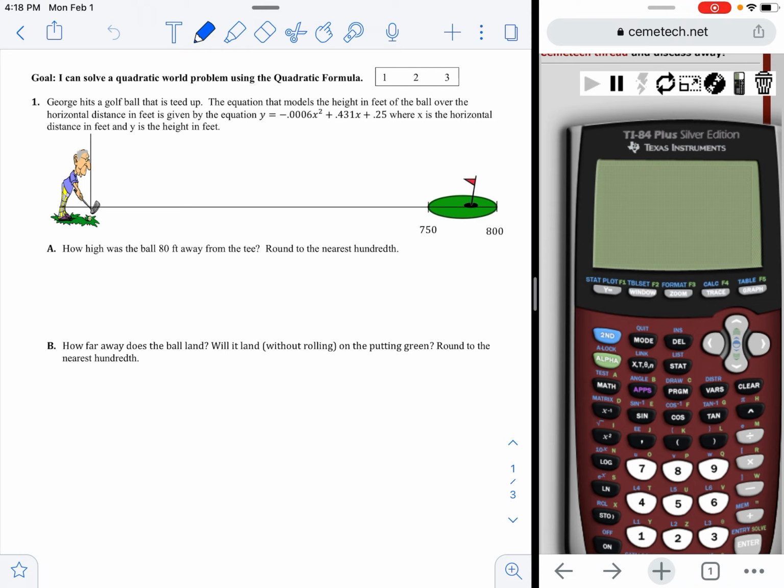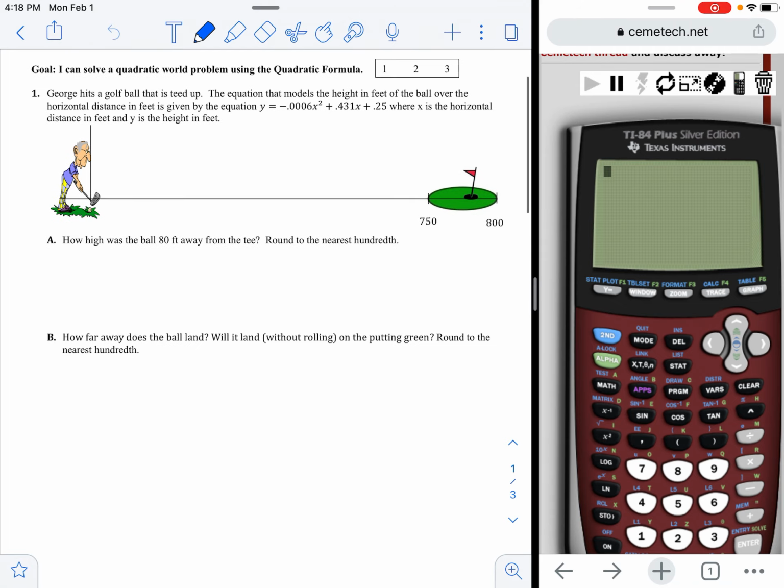Okay, so number 1 says George hits a golf ball that is teed up. The equation that models the height in feet of the ball over a horizontal distance given in feet is given by the equation y equals negative 0.0006x squared plus 0.431x plus 0.25, where x is the horizontal distance in feet and y is the height.